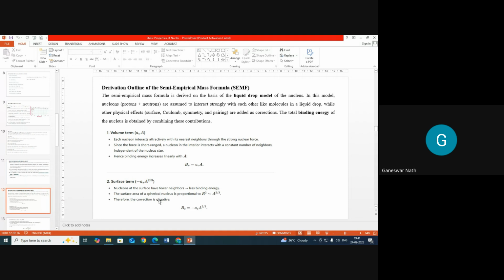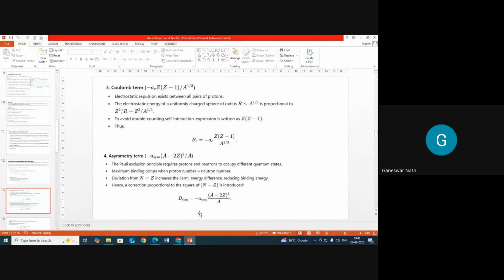And when you talk about the square, you can find that it is R square, and you can find A to the power 2 by 3 here. That means the binding energy coming from this surface term is simply found to be minus AS A to the power 2 by 3. The negative sign simply indicates it is attractive in nature. Okay. Now we are coming to the Coulomb term.